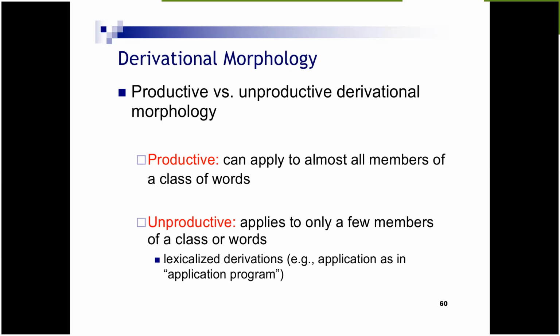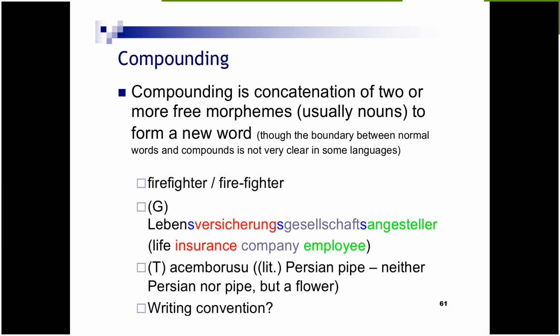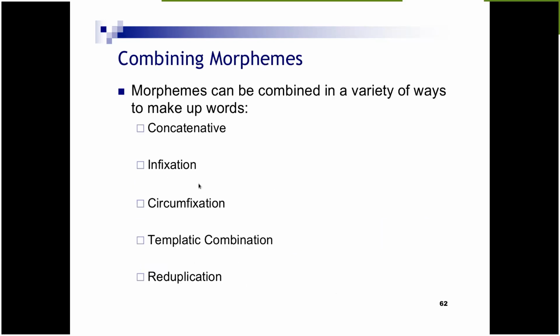So this is unproductive. The other class of morphological process is compounding, which is basically getting two words and putting them together. For example, you have fire and you have fighter, and then you have firefighter. So it's a completely new word, but it's just putting together two words, fire and fighter. So this is what is called compounding.